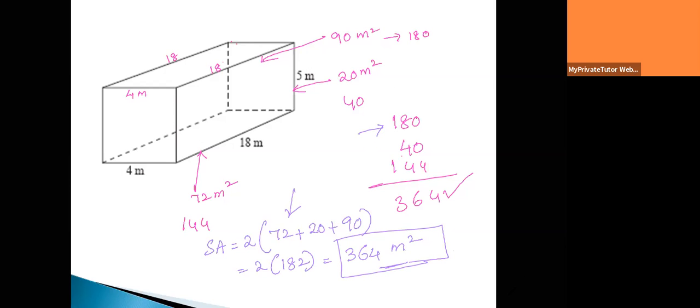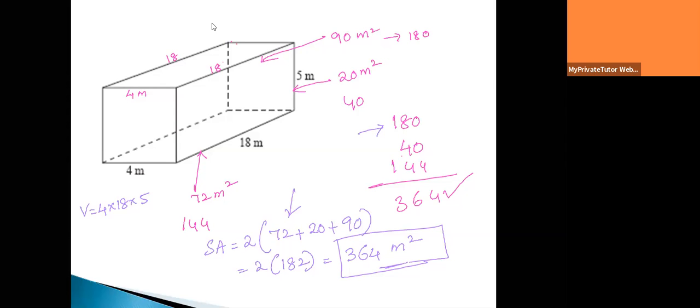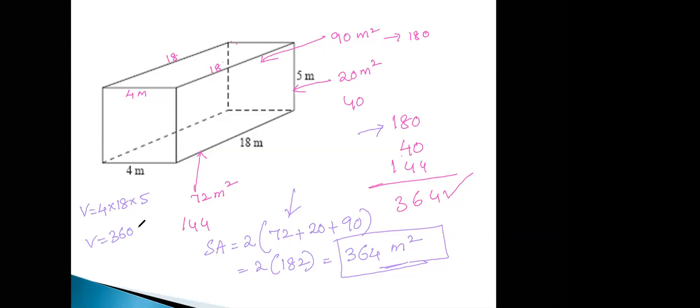Okay, guys, what is the volume? I hope you know. It's very straightforward: 4 times 18 times 5. 4 times 5 is 20. What is 20 times 18? 360. And what is the unit? Meter cube. Sorry, cube.